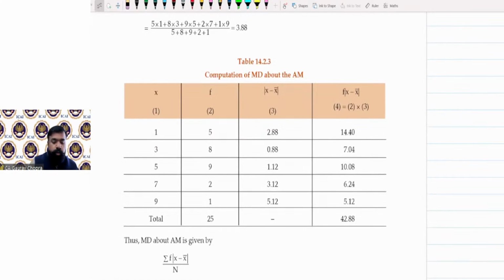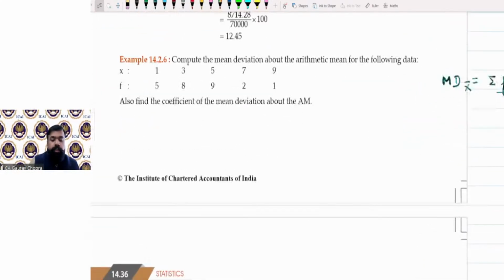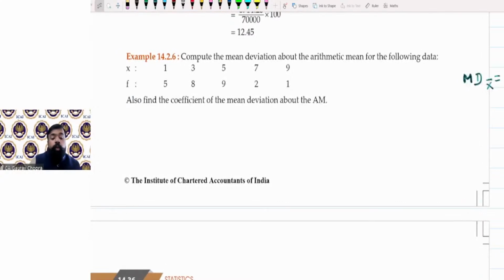So let's try this one. Sixth example: compute the mean deviation about arithmetic mean for the following data. So series x is given, and then f is given. X is the variable, f is the frequency. Find out the coefficient of mean deviation about arithmetic mean. So it is clear we have to use arithmetic mean.